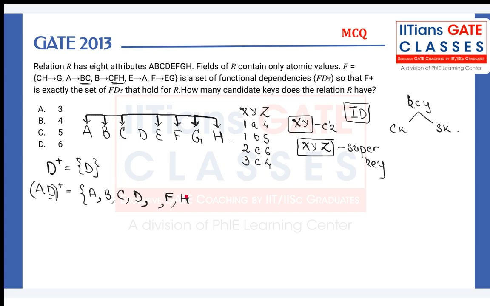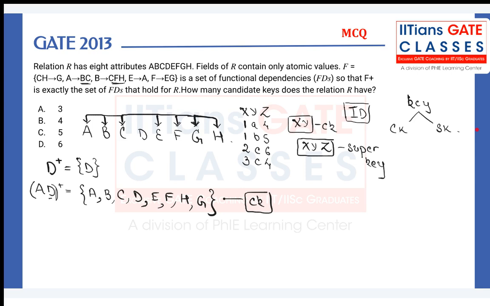So now, if you have the value of F, you can get EG as well. So you can get E, you can get G as well. Did I get all the attributes of the table? So AD is one of the candidate keys. Understood, or should I repeat? I will take more examples, don't worry.